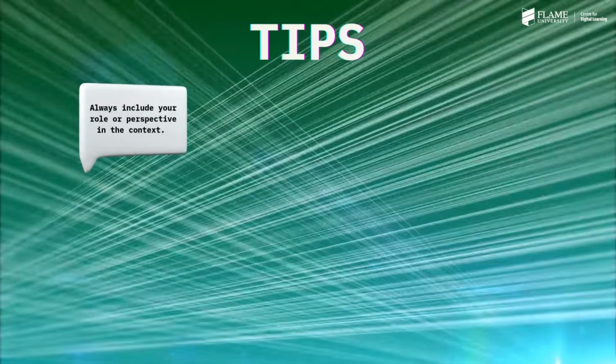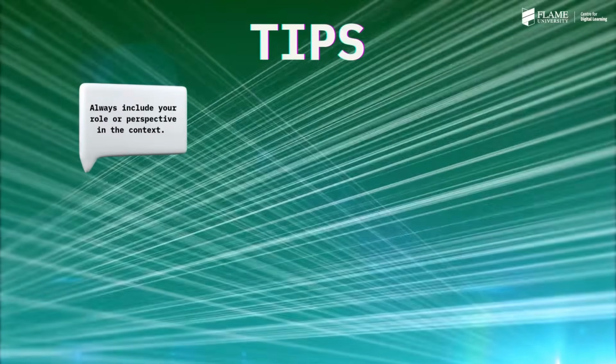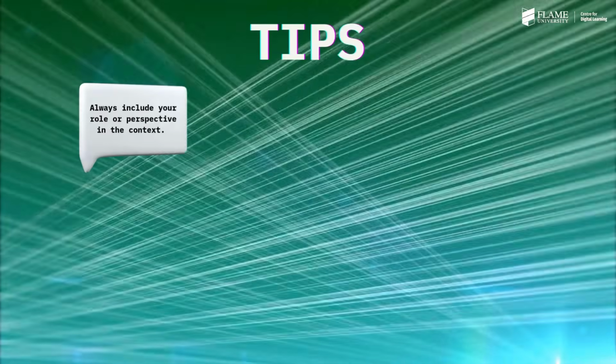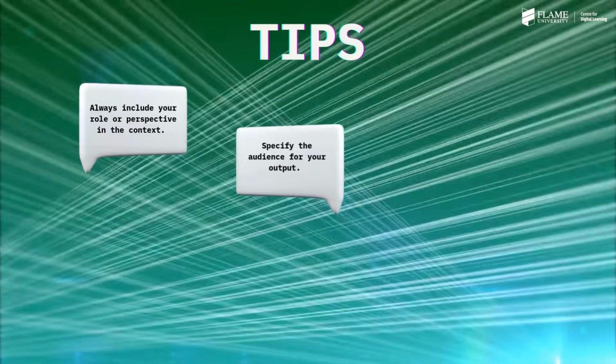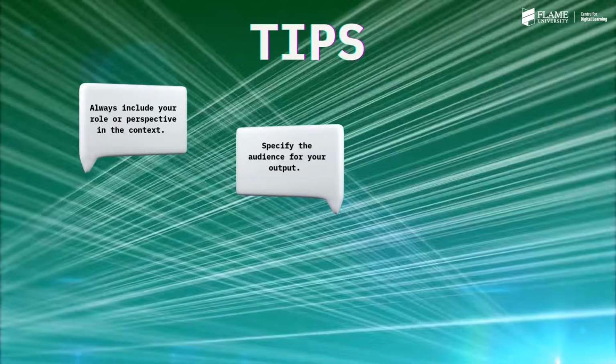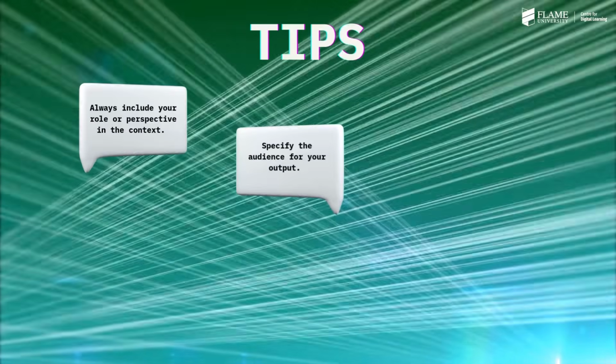So as I conclude, let me leave you with 5 quick wins you can implement immediately. 1. Always include your role or perspective in the context. As a teacher, as a marketer, as a small business owner, this shapes everything. 2. Specify the audience for your output. For executives, for beginners, for technical users, the AI will adjust complexity accordingly.